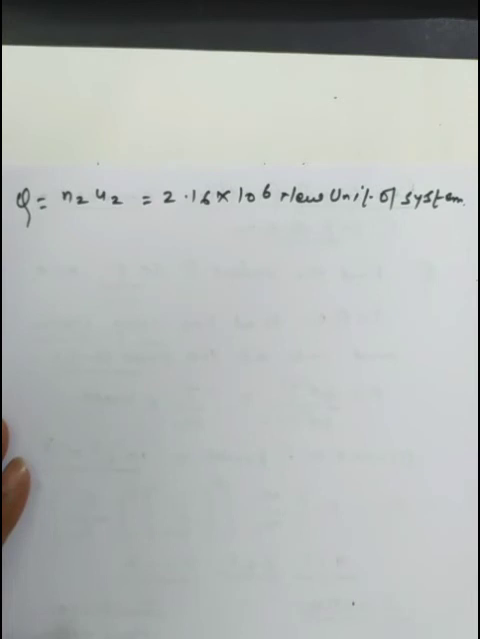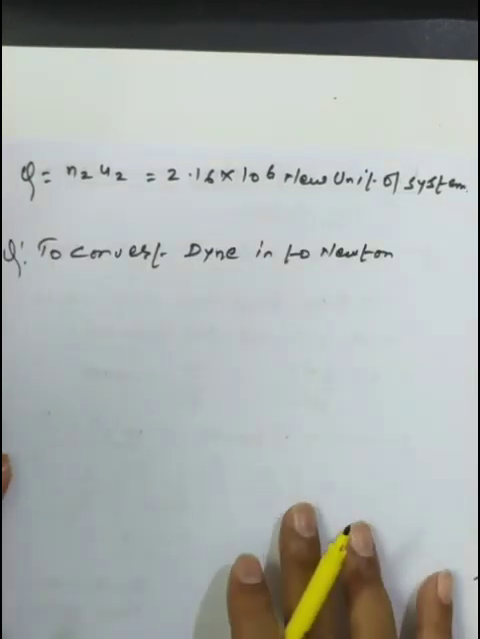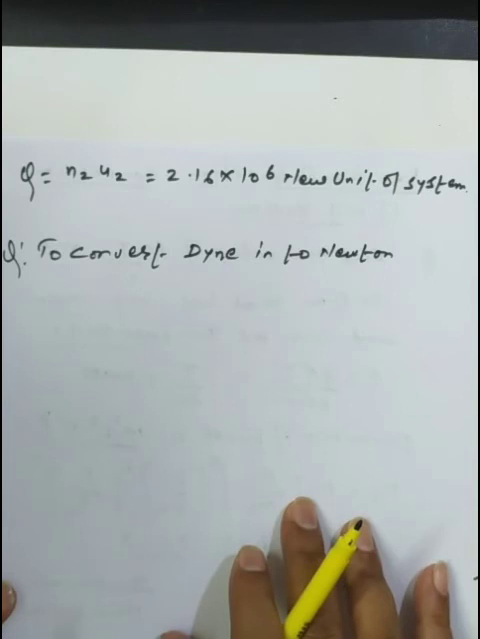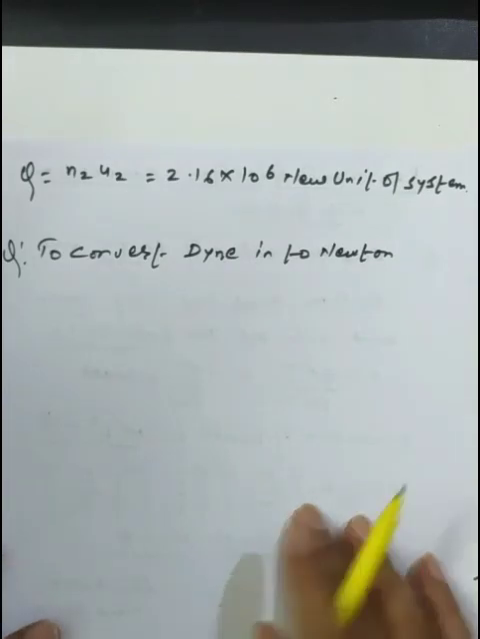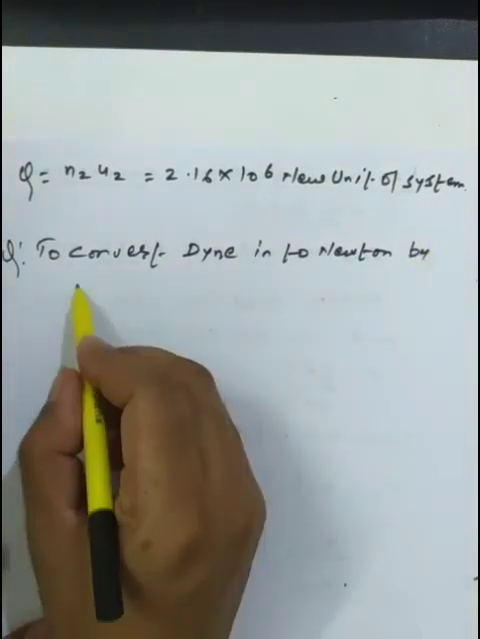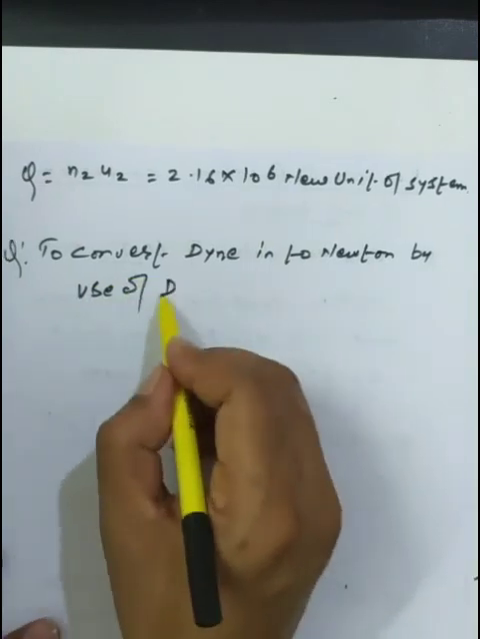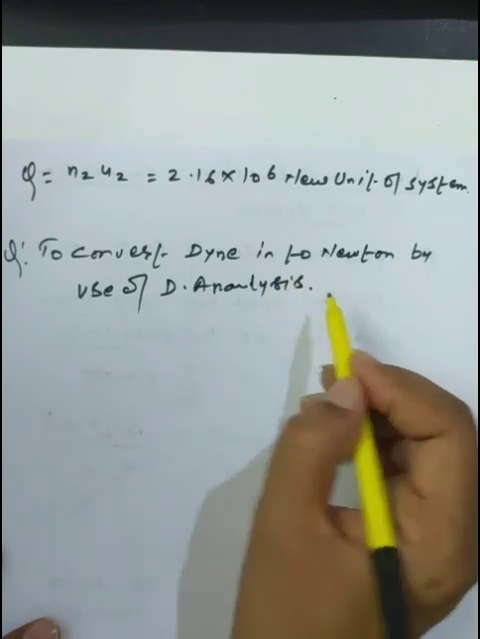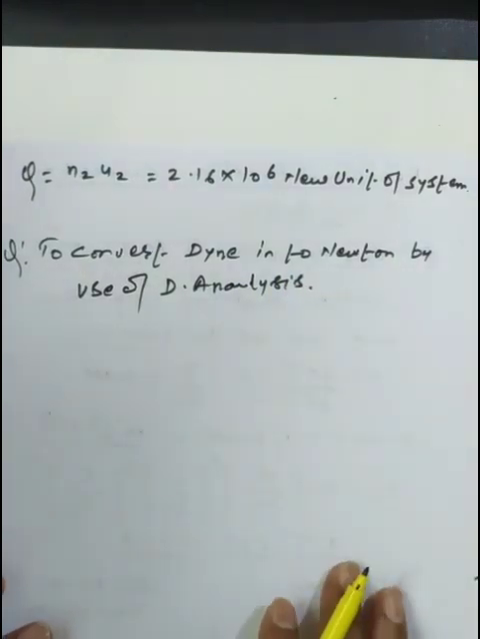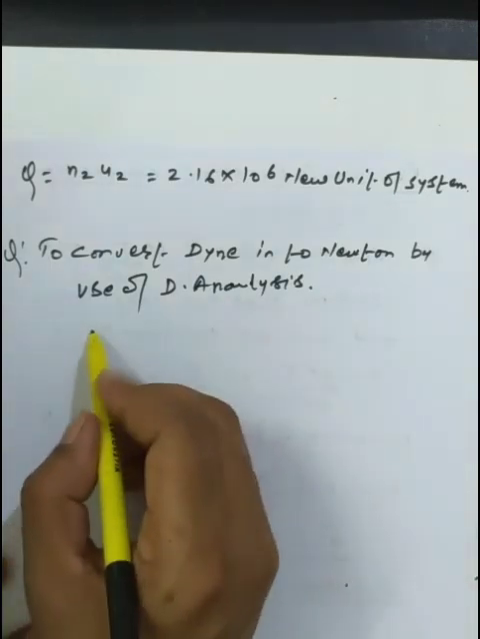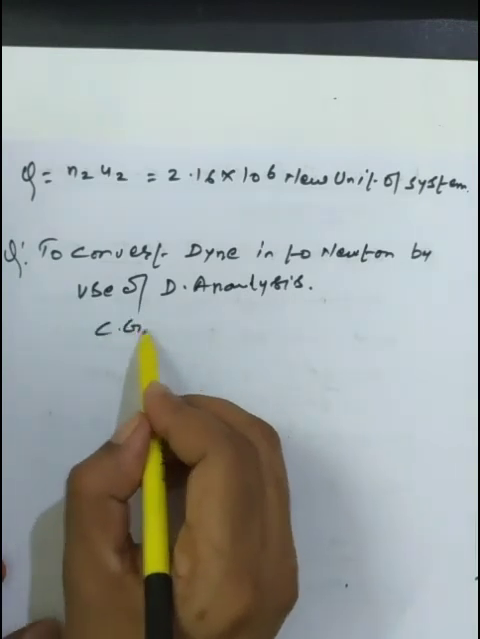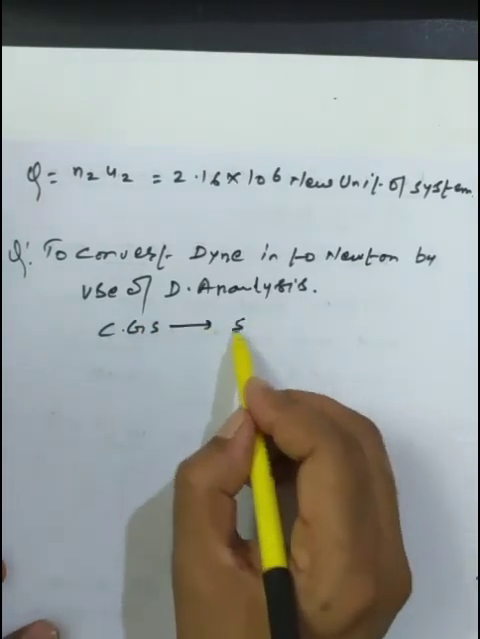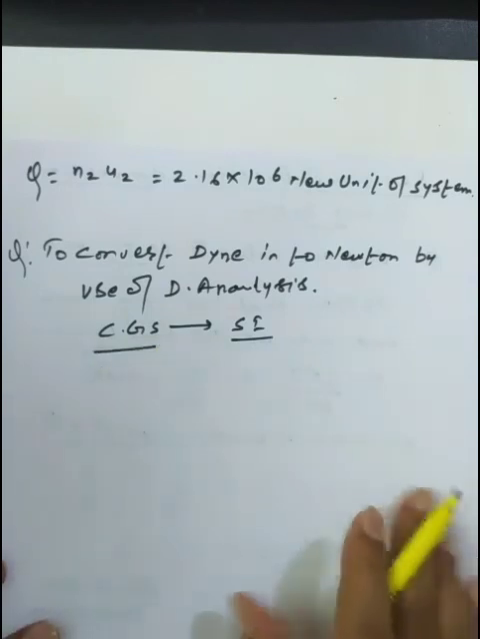Now I'll take one or two more examples. Here we have the conversion of dyne into Newton, which we identify by using dimensional analysis. Dyne is the CGS unit of force, and the Newton is the SI unit of force. So the conversion of the system is from CGS to SI system. This is the basic conversion we have.